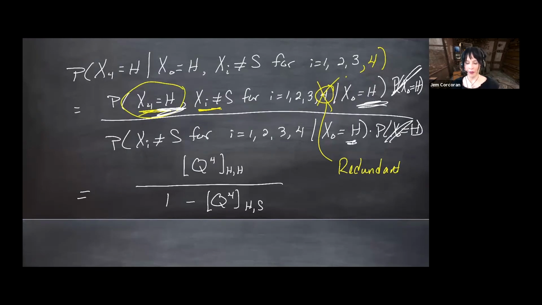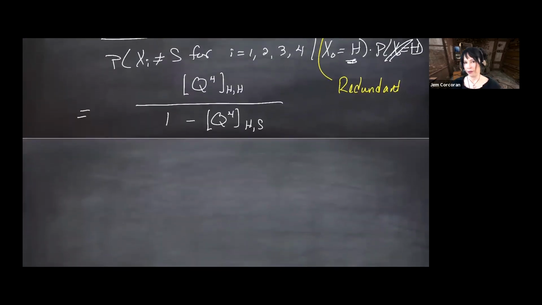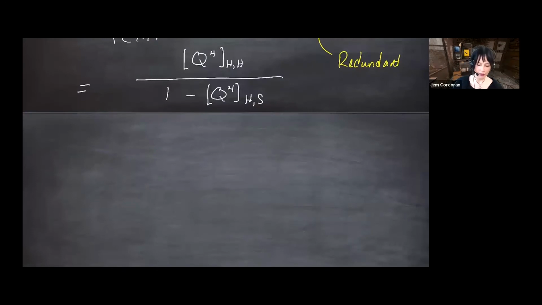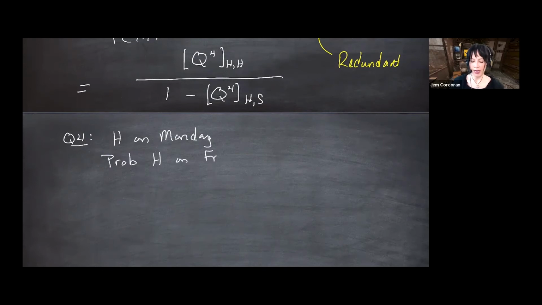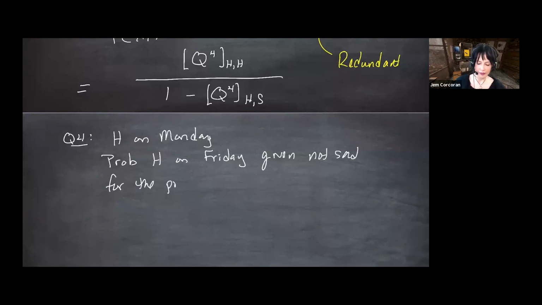I have one more with Rufus, and it's going to be really, really short because it's just to make a Markov point. So question 4, he's happy on Monday, and I want the probability he's happy on Friday, given he was not sad for the previous 2 weeks. And it's hard to write this, at least in English. So I'm assuming no information is given about Friday.